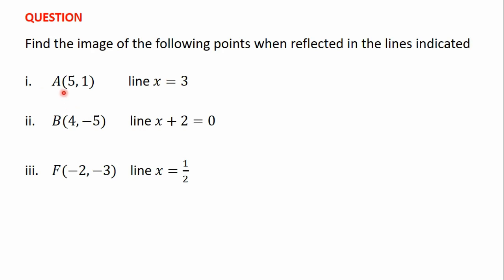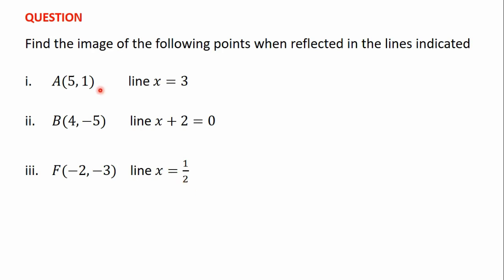So it means that we are going to find the image of the point A with coordinates 5, 1 when it is reflected in the line x equal to 3. And 2, we are going to find the image of the point B with coordinates 4, minus 5 when it is reflected in the line x plus 2 is equal to 0. And C, we are going to find the image of the point F with coordinates minus 2, minus 3 when it is reflected in the line x is equal to half.